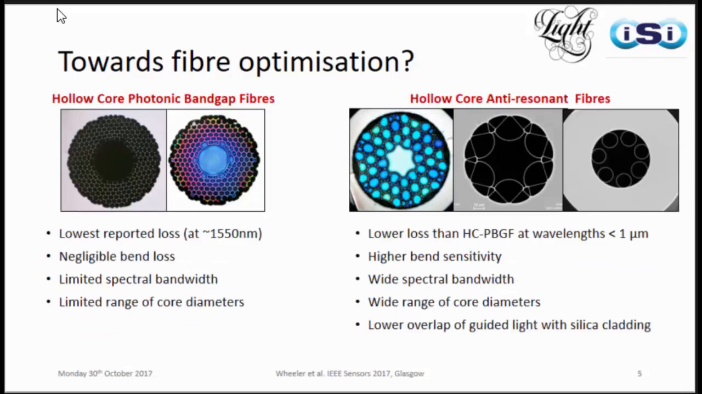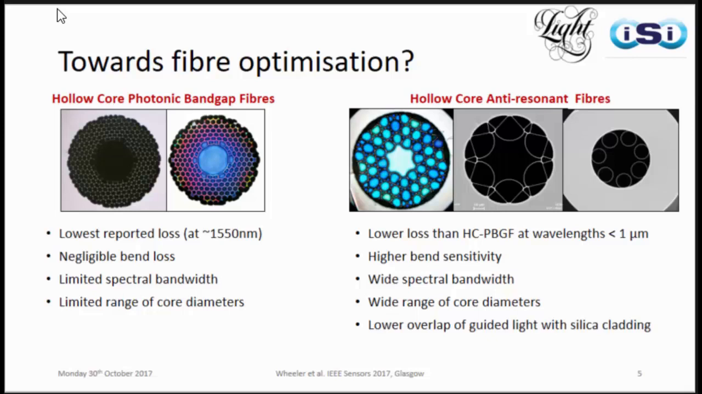So just quickly run through the key properties of both these types of fibre. So on the left, for the photonic bandgap fibres, we find that we have the lowest reported loss, which is around 1.2 dB per kilometre at 1550. They also have negligible bend loss, which means you can make very compact devices from them.